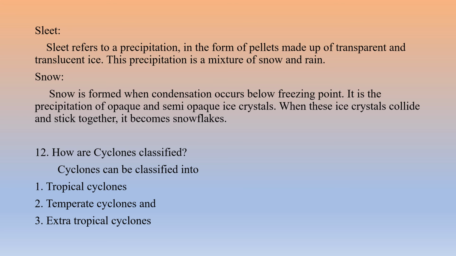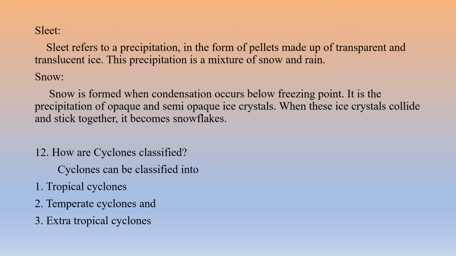Temperate cyclones. Temperate cyclones means above the tropical zone, the temperate zone is located. Temperate zone means America, Europe and the Asian continent. China, everything comes under the temperate zone. So when there is a cyclone occurring in these zones, it is called temperate cyclones.